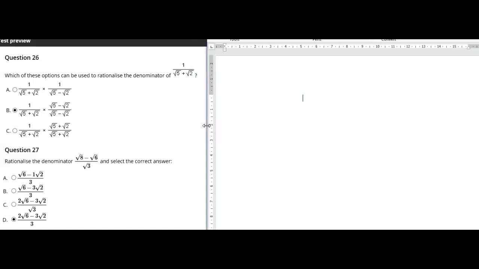Which of these options can be used to rationalize the denominator? So we've got 1 over root 5 plus root 2. This is one of the hardest questions on here because you're very used to multiplying it by whatever that denominator is. So we've got root 5.